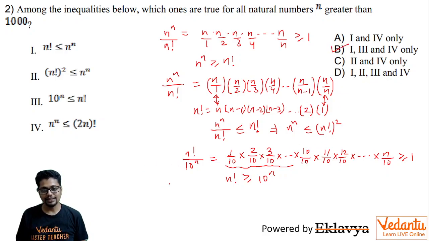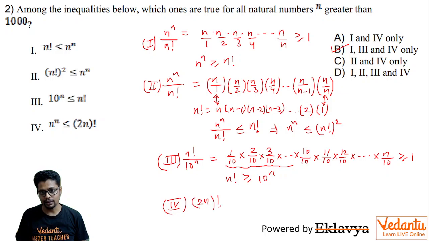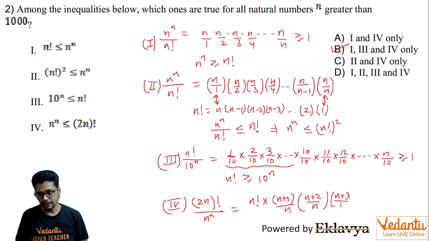But still let's explore the fourth part also. This was the first part, this was the second part, this is the third part, and now let's explore the fourth part. N to the power n less than or equal to 2n factorial. If you see carefully, 2n factorial divided by n to the power n becomes n factorial times n plus 1 by n, n plus 2 by n, n plus 3 by n, and so on and so forth, up to 2n by n.